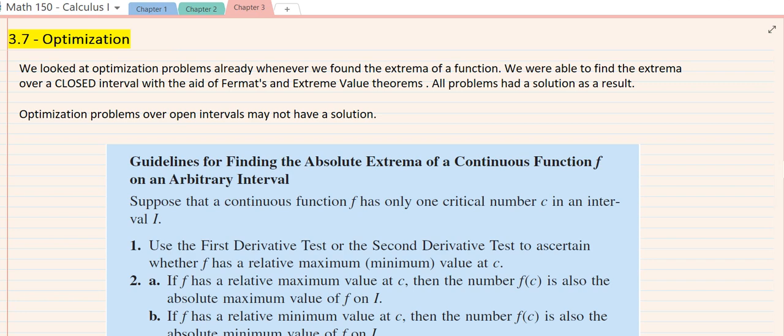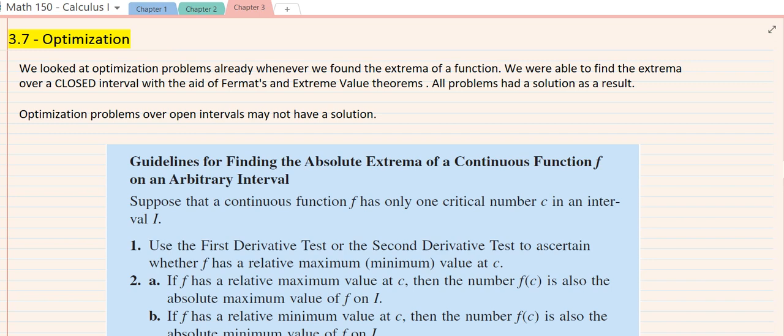In section 3.7, we're going to talk about optimization of a function. Now, we've already done optimization in prior sections. Remember, anytime we find the extrema of a function, in a way we are optimizing the function. Now, there are different types of optimization problems.